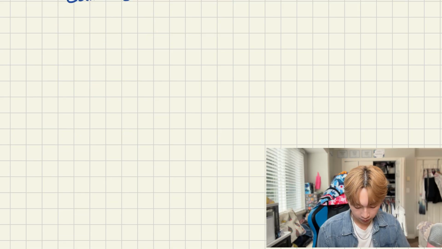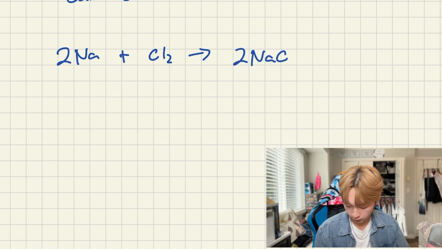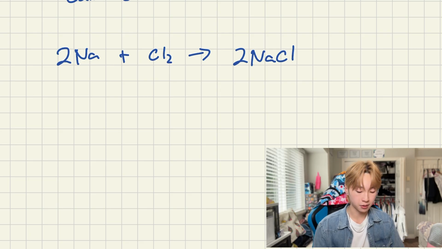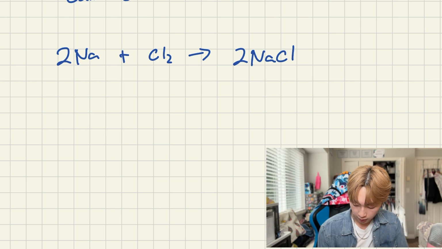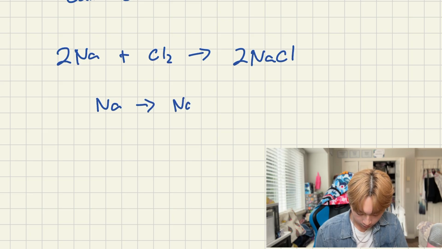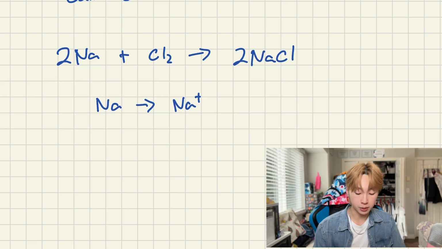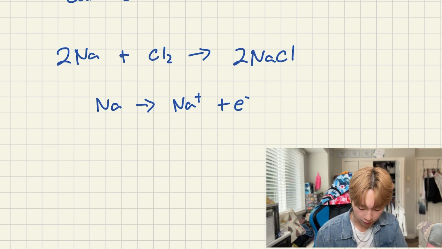For example, if we have this equation, 2Na plus Cl2 forming 2NaCl, there are two half reactions going on, one oxidation and one reduction. Our oxidation one is our sodium atom turning into its ion, Na+, and the charge went up by 1, so it lost an electron. You took away a -1 charge, and that became a +1 charge.